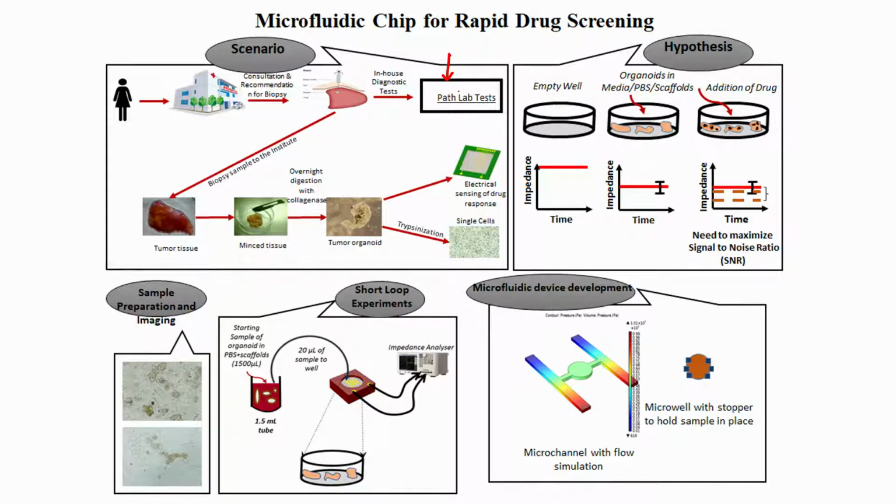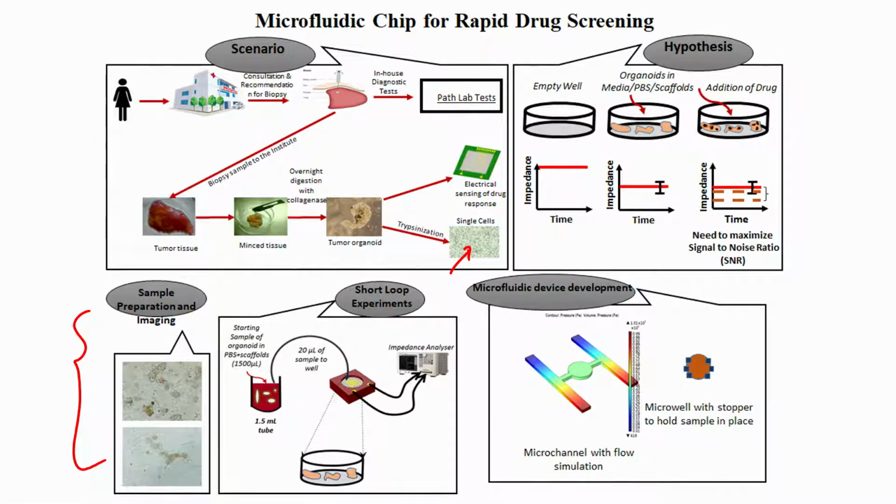We want to take the tissue and mince it, and then do overnight digestion with collagenase. This collagenase is used to digest the tissue and form tumor organoids, and from these tumor organoids we can do trypsinization and form single cells. Do not worry about this whole procedure, I am just showing it to you. Once you have single cells, you can also use a chip to understand the cell properties and the impedance of the cell. Before we go to this particular test, let us see this example, so we will understand it better.